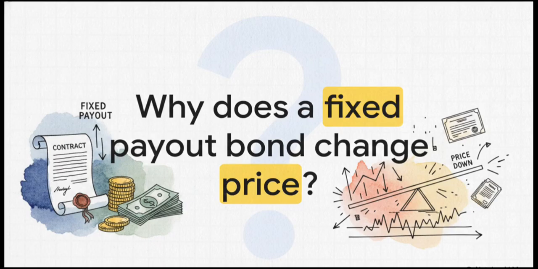Let's kick things off right away with a massive paradox. If a bond is essentially a contract promising a fixed payout, a specific interest rate over time and your principal back at the end, why on earth does its market price bounce up and down every single day? It seems totally counterintuitive, right? Well, that paradox is the gateway to understanding what we call the teeter-totter concept of finance, and it's exactly what we're going to explore today.